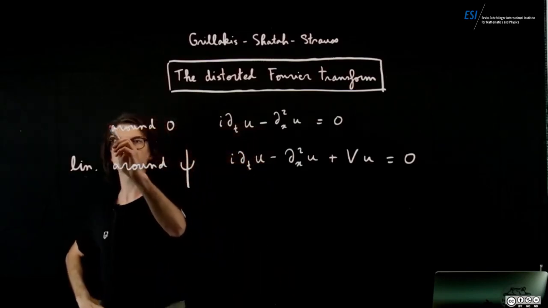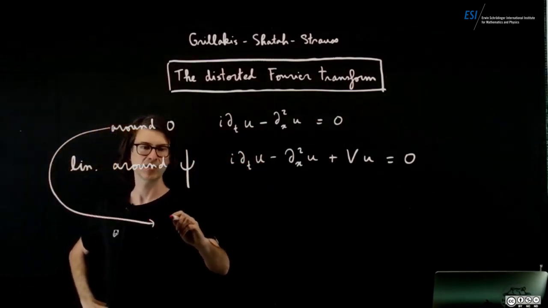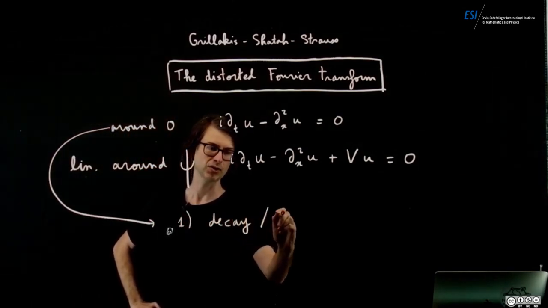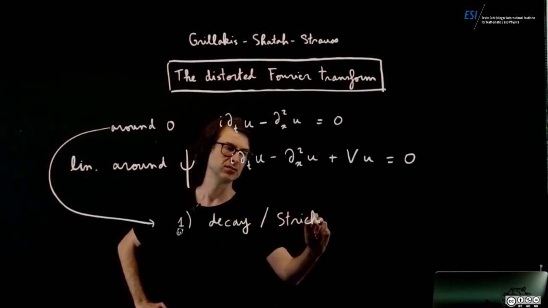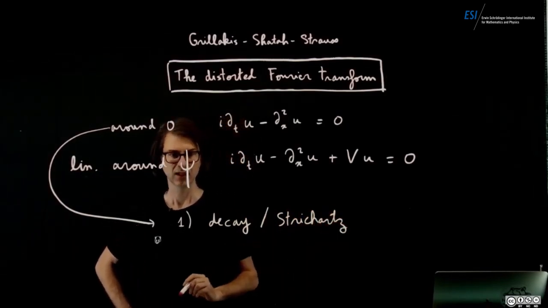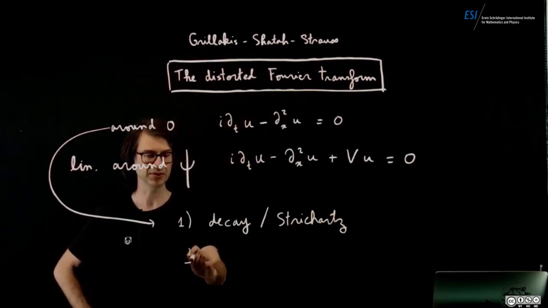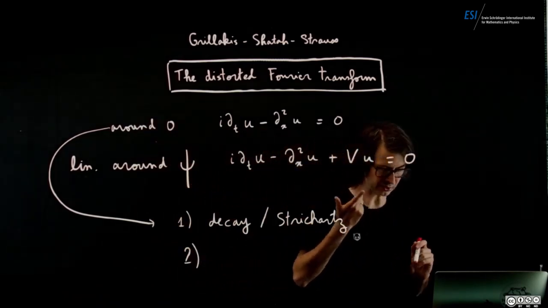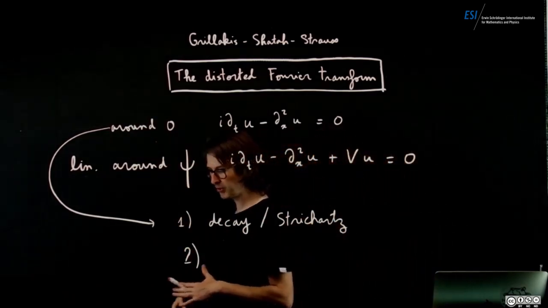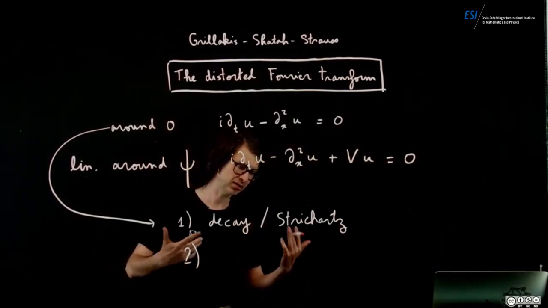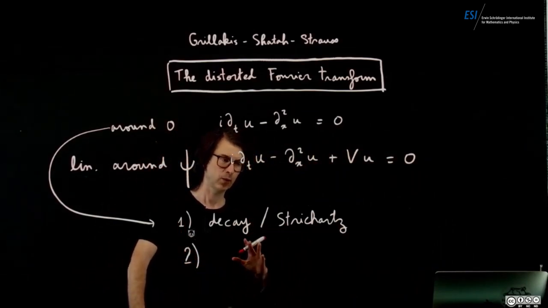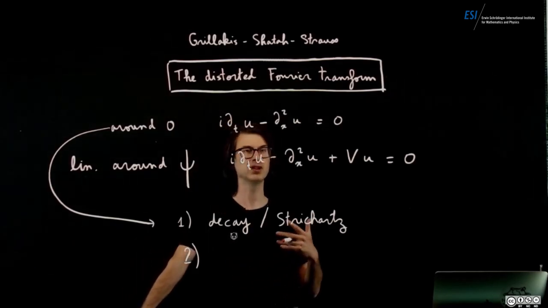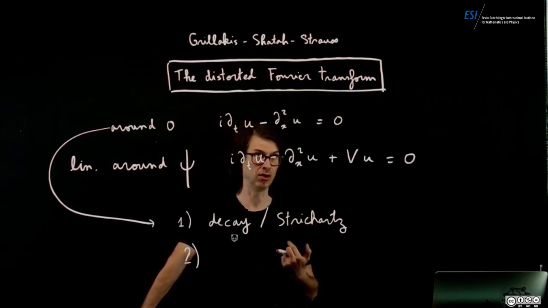So around zero, we used two things. First, we used decay estimates or Strichartz estimates. And second, if you remember, for the cubic Schrödinger equation, we used the representation of the solution in Fourier space, which ultimately is linked to the fact that the Fourier transform diagonalizes the Laplacian.